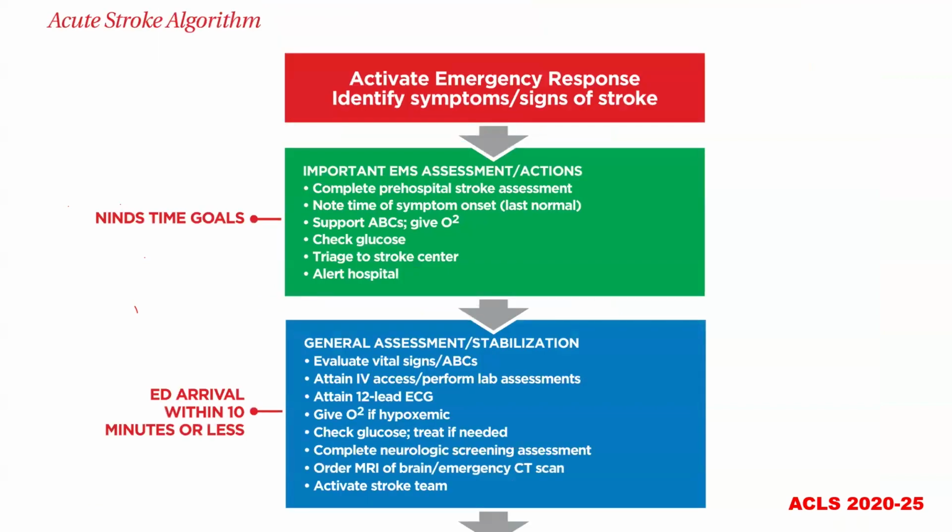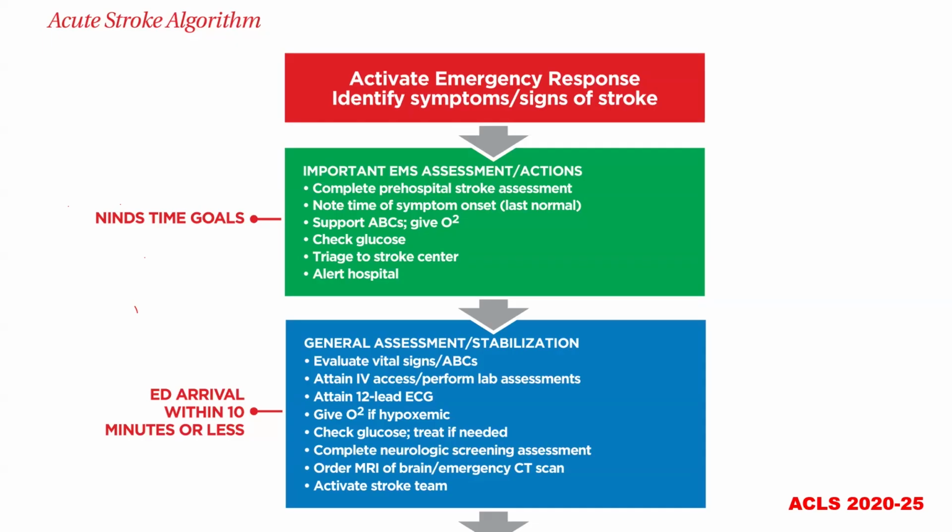Activate emergency response, identify symptoms and signs of stroke. Complete pre-hospital stroke assessment is very important. That will give time for the hospital to get ready. Note the time of symptom onset, because that determines whether you have to do a thrombectomy or fibrinolytic therapy. Support ABCs, check glucose, triage to stroke center, alert the hospital.